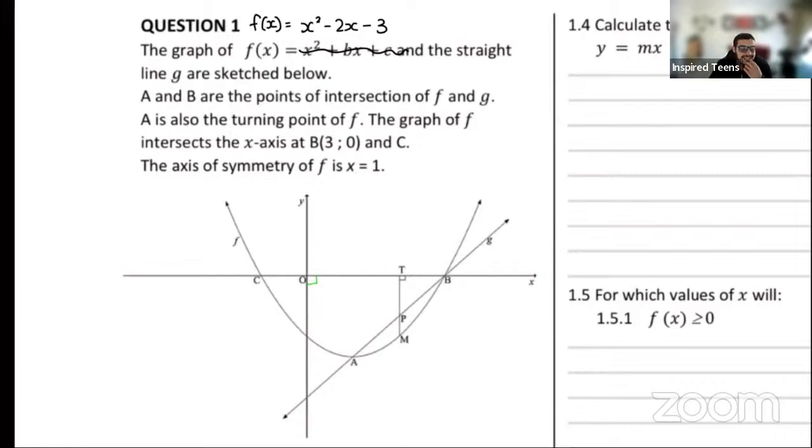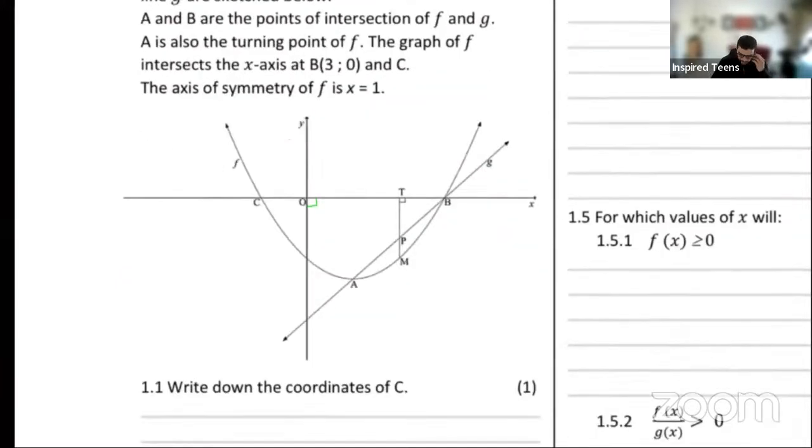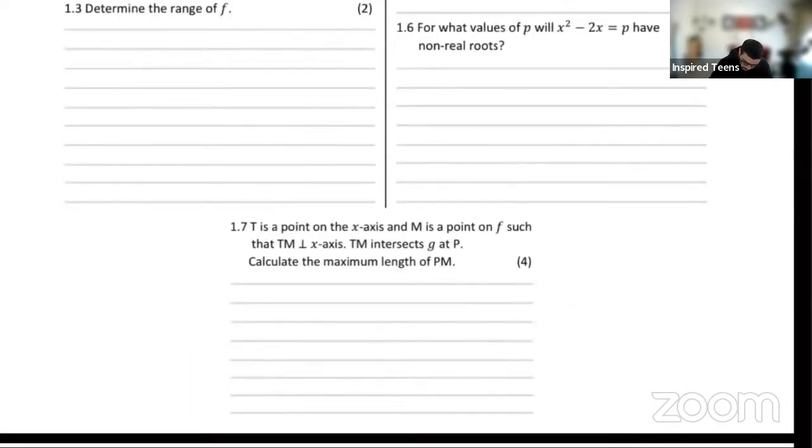And the straight line g as sketched below, g of x is equal to, we would have to solve it also, but I'll just give it to us now because that's not what we are focused on. So g of x is equal to 2x minus 6. A and B are the points of intersection of the graphs f and g. A is a turning point. The graph also intersects the x-axis at 3. I don't think any of those are important, except this. Let's do this.